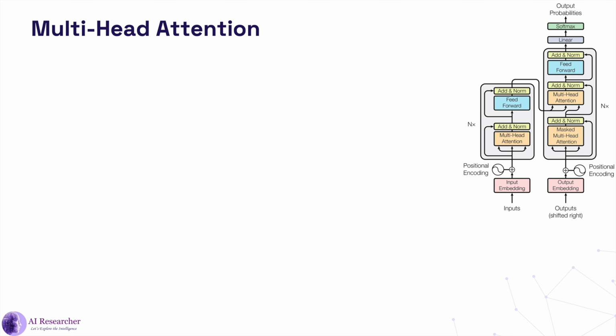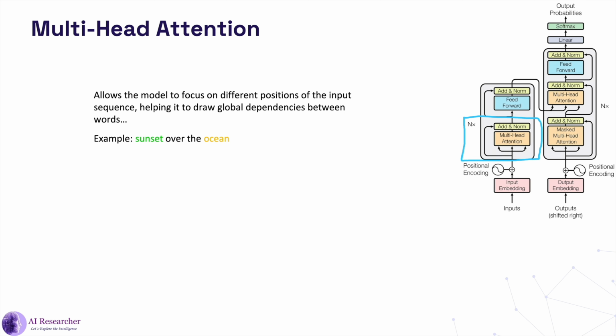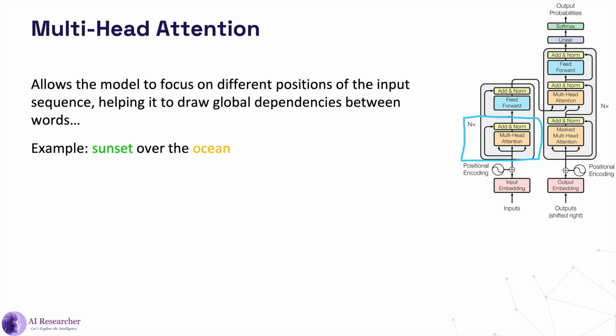This layer is an important component within the transformer architecture. Imagine the model has several monitors, each focusing on different parts of the sentence at the same time, and each monitor, or we can call it a head, looks at the words and describes how important they are to each other. For example, in sunset over the ocean, one monitor might focus on sunset and ocean, while another monitor might focus on over and the.